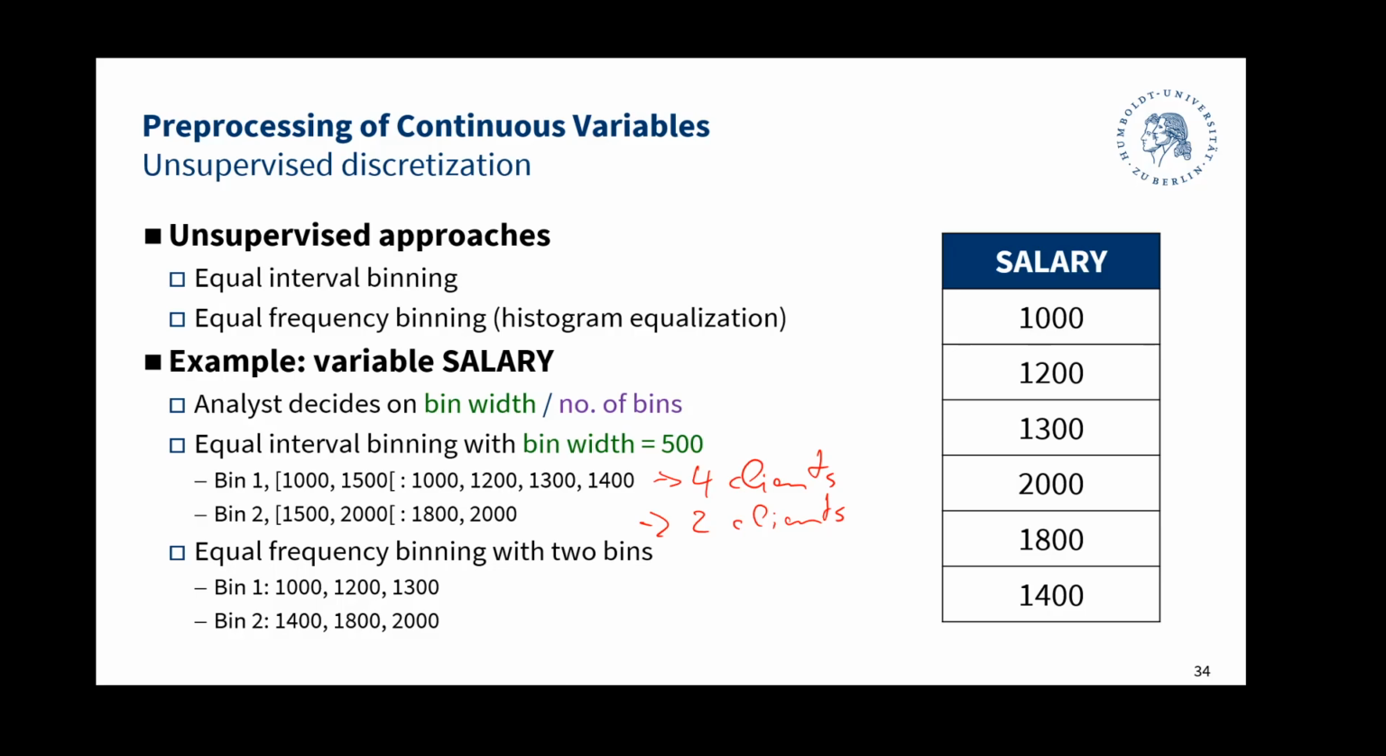And equal frequency binning is just the opposite of that. We have both bins equally populated, 3 customers in each. Each bin has 3 customers. Yet the range of values differ. Small for bin 1, just 1,000 to 1,300. Much larger for bin 2, 1,400 to 2,000. So it's twice as large.